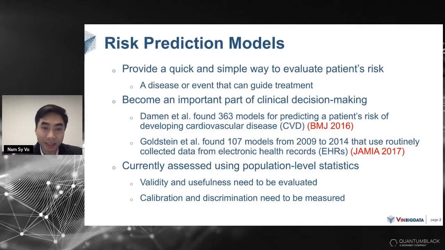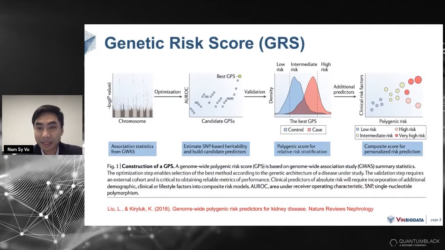So we can take the candidate GRS, and then we do validation. And we can see the two distributions of the control and case, so that we can see the low risk on the left side, the intermediate risk, and the high risk on the right side. And the best GRS should be in the middle. So also, we can use the polygenic risk as a clinical risk factor. So you can use it to estimate the low risk or high risk of any patient.